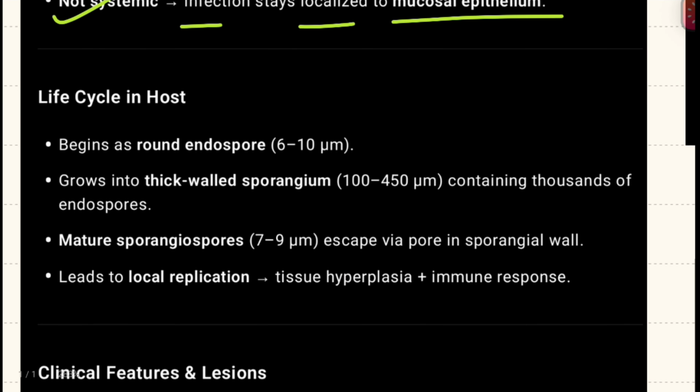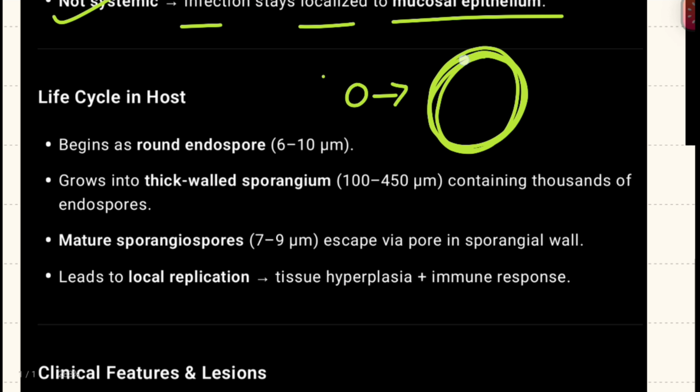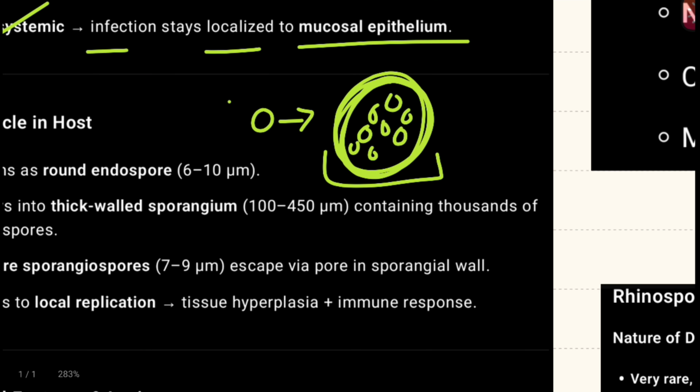Usually, these organisms will develop as the endospore. The endospore is round in structure, ranging from 6 to 10 micrometers. This endospore will grow and become a thick-walled sporangium. This sporangium is of size 100 to 400 micrometers, and contains thousands of endospores inside it. These are the endospores which are inside the thick-walled sporangium. So this is the immature sporangium.